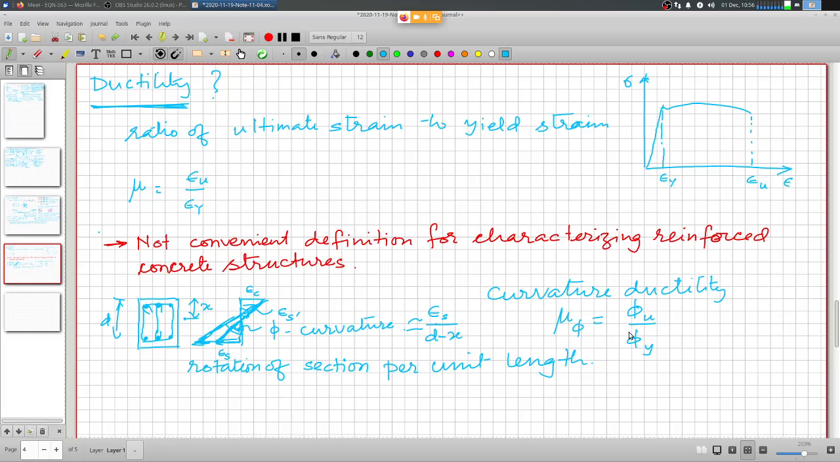If we are looking at the curvature of the reinforced concrete section, which is section rotation per unit length, then we are looking at the curvature of the section at the ultimate, collapse state, divided by the curvature at the yield level. And at a structural level, we have another ductility, called the displacement ductility.